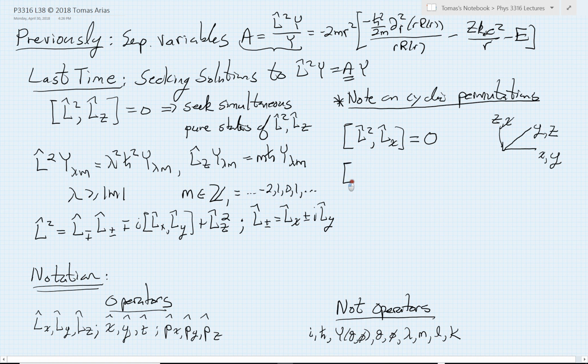I could ask what will happen if I commute L squared instead of with Lx with Ly. And now I would have to find yet a new labeling of my axes. Now I would be calling this vertical axis the y-axis.